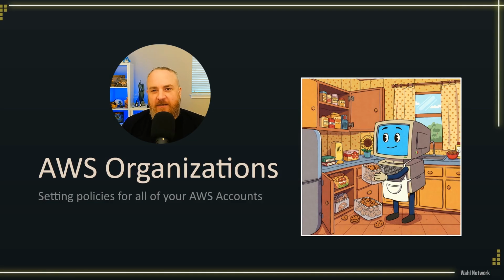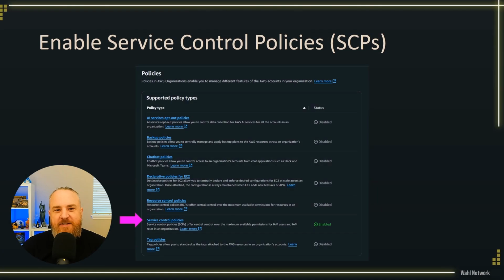The last thing we're going to take a look at for the landing zone portion is AWS Organizations. This is going to allow us to set policies across the entire organization of all of our AWS accounts. Head to the Organizations service and then select Policies. You're going to see a list of policy types. A lot of them are going to be disabled, and that's fine.